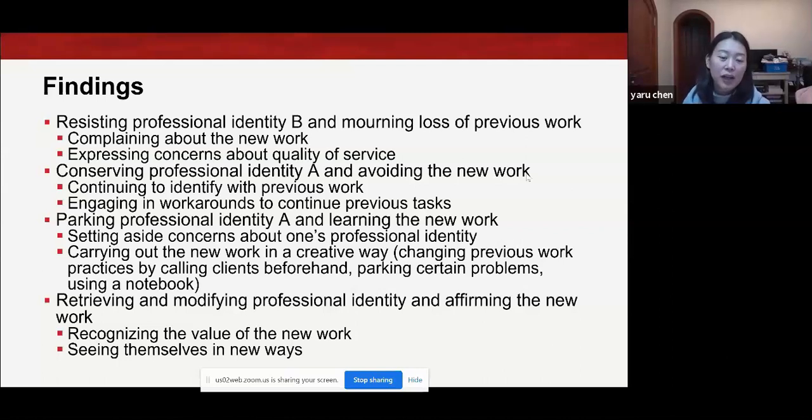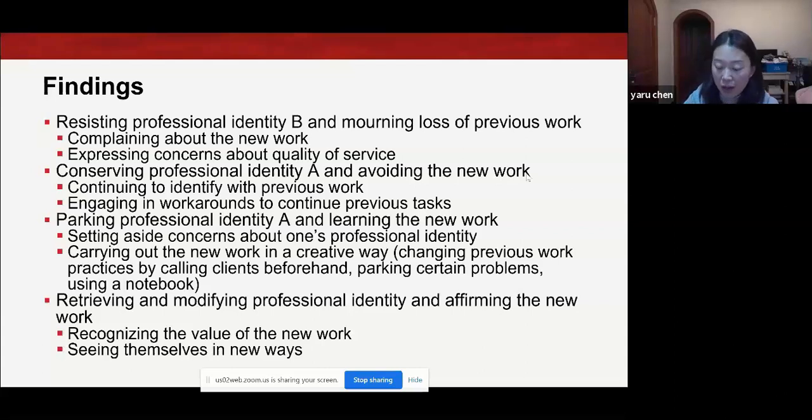So it's kind of like they park their car somewhere, which is a professional identity, in a security spot. They go back and take it. But this way, when they go back, because they have already learned the new way of working, and they also recognize the value of the new work, and they see themselves in new ways, so they were able to retrieve their parked professional identity and also at the same time modify it because they see the value of the new work.